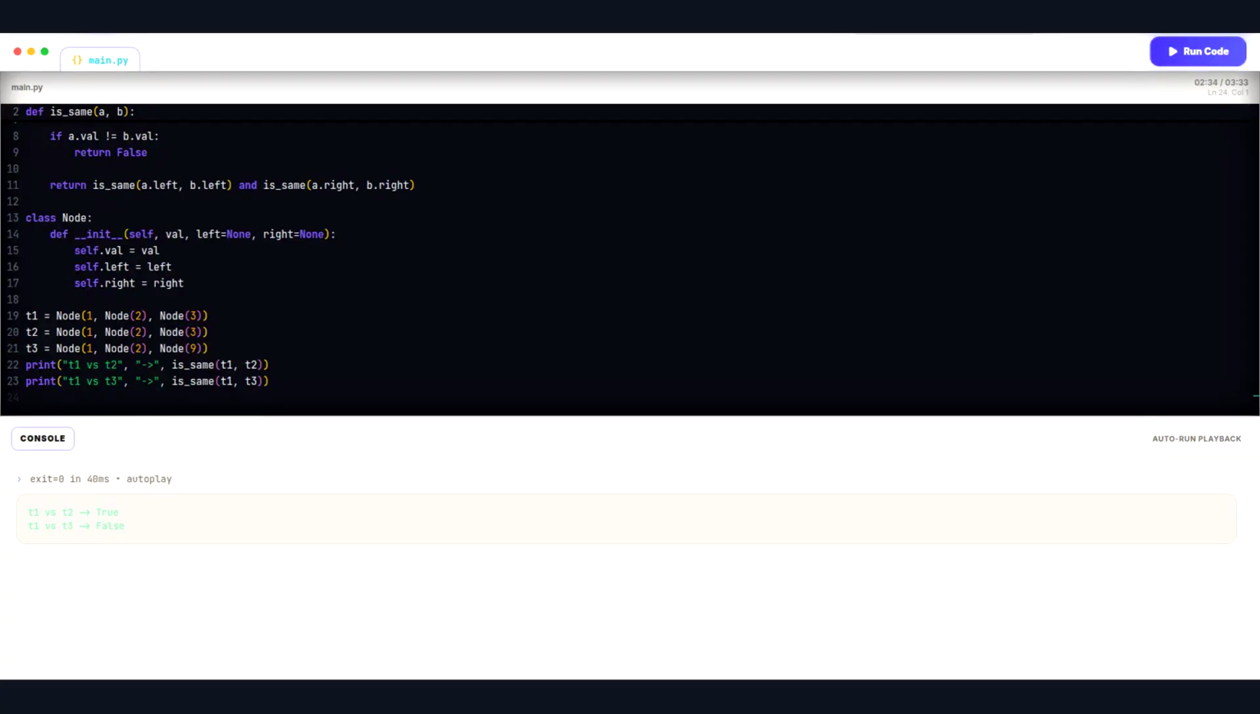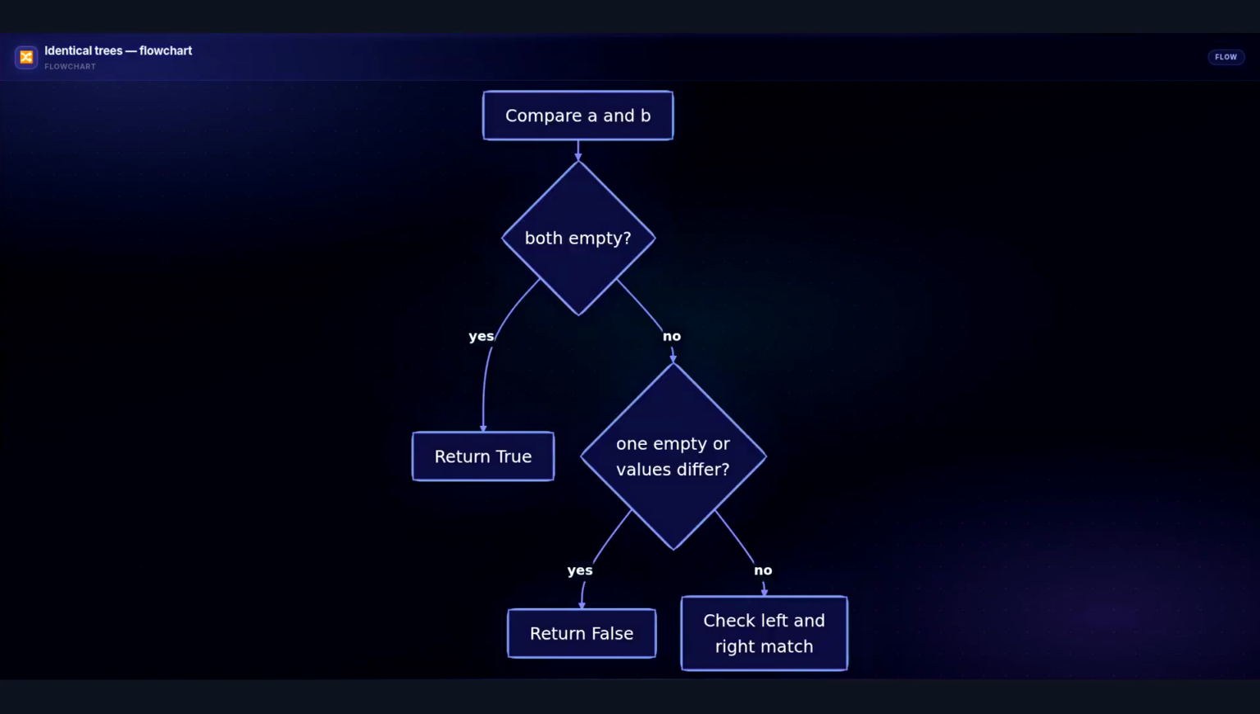There we go. The first two trees are identical, so we get true. The third has a 9 where the others have a 3. So the moment we reach that node, the values disagree and we get false. One comparison goes like this.